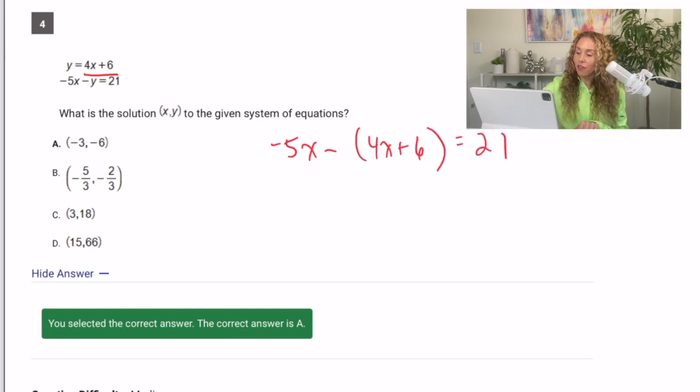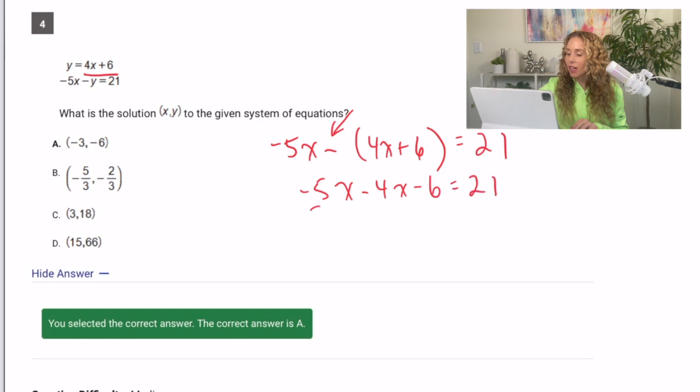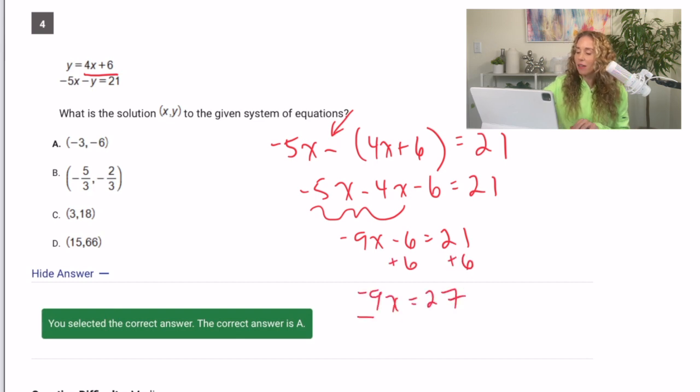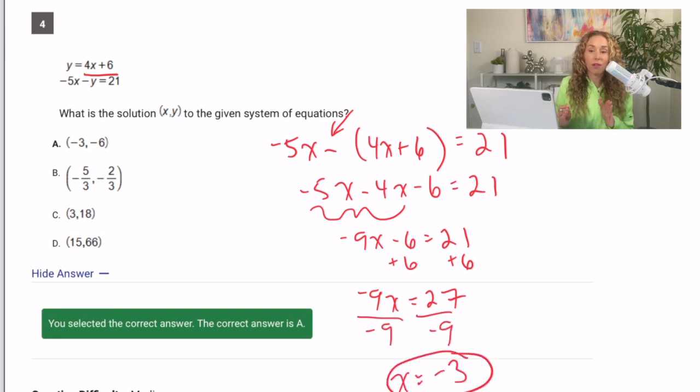Now you have to be careful. All of that needs to be in parentheses because you're going to subtract it all away. That means you have to make sure to distribute that negative sign. And then you can combine like terms. So we've got -9x minus 6 equals 21. Add the 6 to both sides. We're almost home free. You can pretty much see what's happening here. Thankfully, 27 is divisible by 9. We get an x value of -3. Since it's only a number 4, it's still pretty easy.